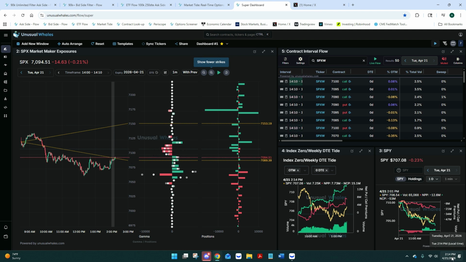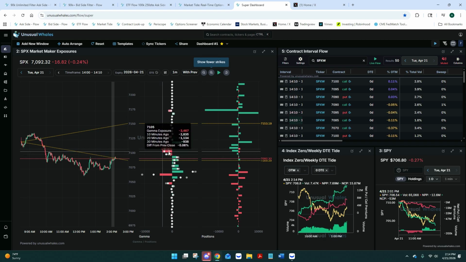The last 45 minutes of the day, I'm not going to be trading 0 DTEs just because there's so much theta on them. But this is going to be a big spot. I'd like to see if we hold this 70.95 and continue to chug upwards, because if we get some movement in here, we could get up there pretty quick. But we'll see.